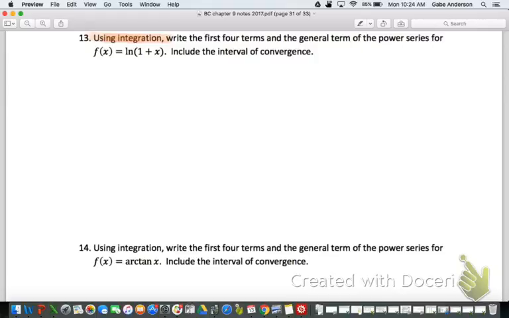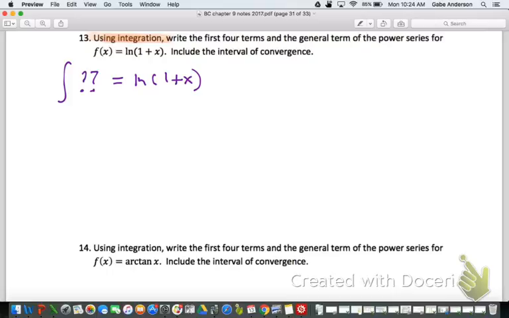Using integration, write the first 4 terms in the general term of the power series for ln of 1 plus x. And so I want to think here about how I could set this up, because I'm going to be using integration. I'm going to start off by saying, I got to integrate. I was told specifically I must integrate. So I'm going to write integral of, I have no idea, is equal to ln of 1 plus x. So if it's okay with you, could we start off there? What kind of an integrand would generate ln of 1 plus x?